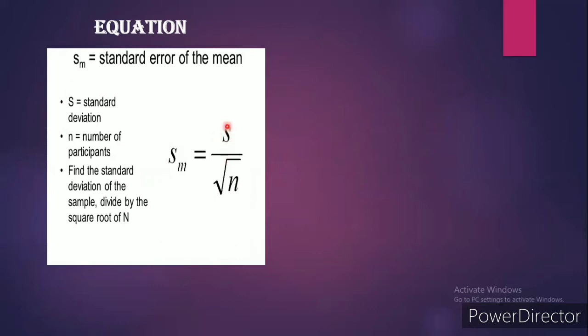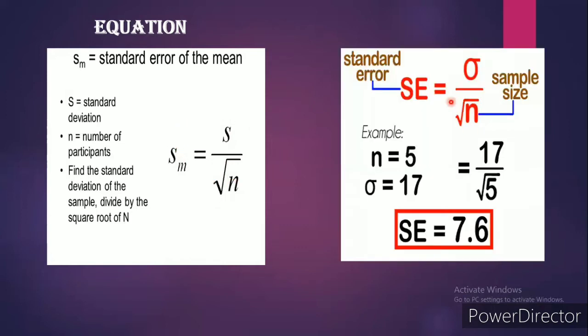Then next, the equation of the standard error of mean. S is the standard deviation, and N is the number of observations or participants. This is the standard equation of the standard error of the mean. See, this is a simple calculation. N, the number of observations, is equal to 5. Sigma, the standard deviation, is equal to 17. Then calculate 17 divided by the root of 5, and the standard error of the mean is equal to 7.6.